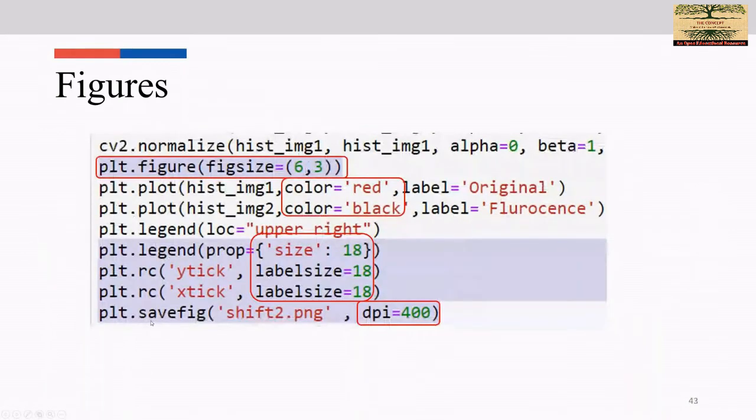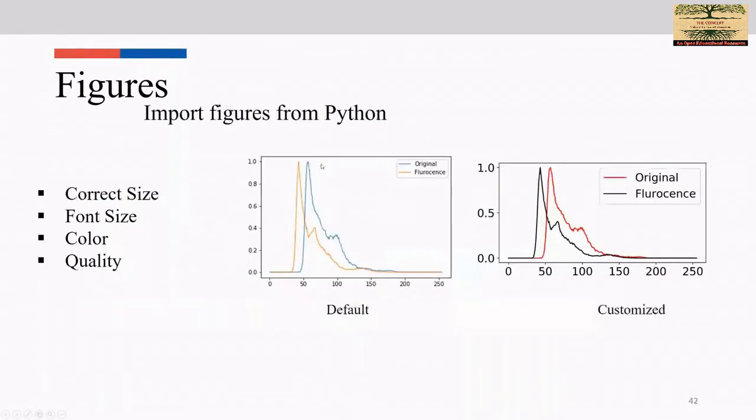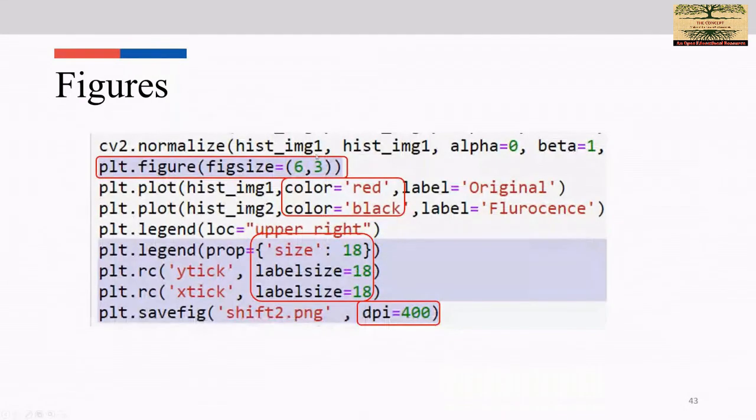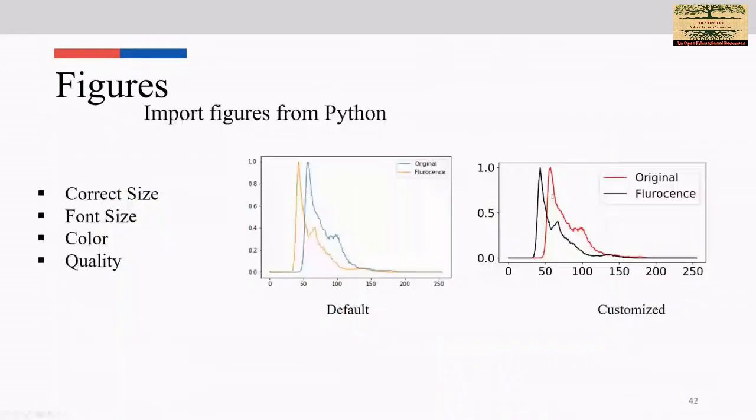How did I change that? First, the size of the figure. You can see this size and this size; this is a much better presentation. So change the size of your figure, change the default color, change your font size, and change your export quality, DPI. If you do not provide the DPI, it will always save your figure in low quality. So better to put in your DPI and you can get a very high quality figure where everything will be readable.